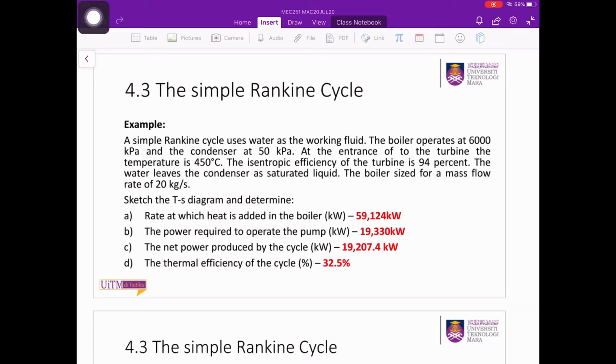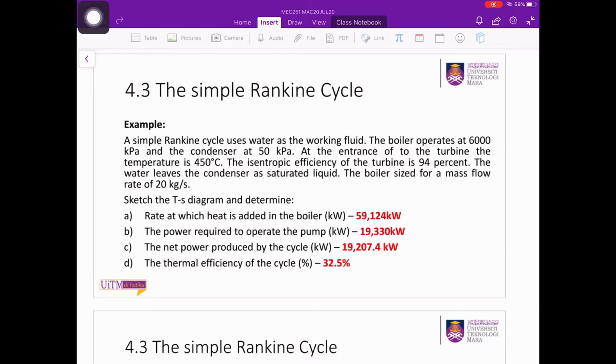The isentropic efficiency of the turbine is 94%. The water leaves the condenser as saturated liquid. The boiler size for a mass flow rate of 20 kg per second. Sketch the TS diagram and determine the rate at which heat is added in the boiler in kilowatt, the power required to operate the pump in kilowatt, the net power produced by the cycle in kilowatt, and the thermal efficiency of the cycle in percentage.